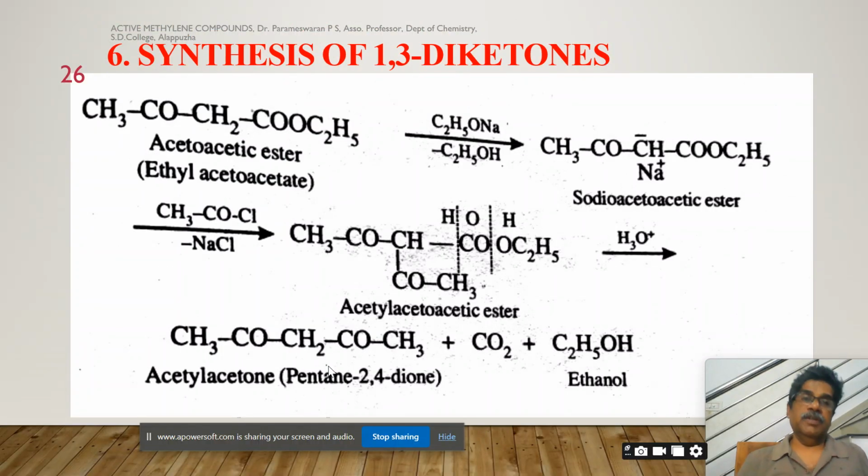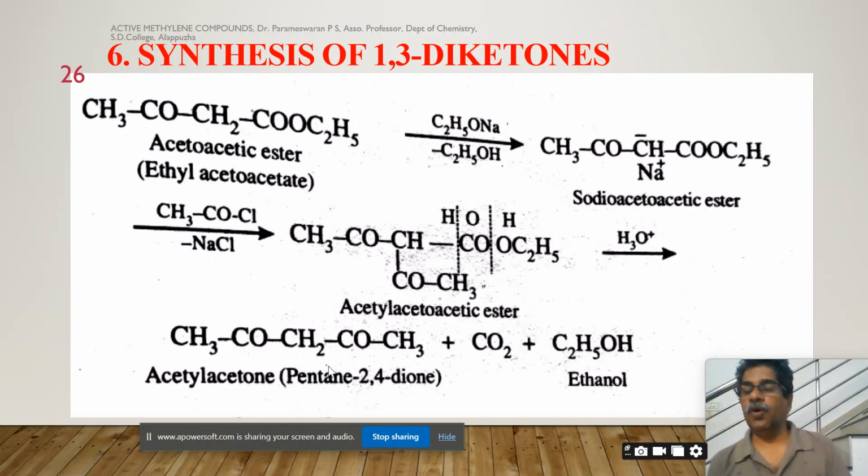1,3-diketones. You can synthesize 1,3-diketones. The only difference is that we have to introduce a ketonic group. We can introduce a ketonic group only by treating with an acetyl chloride.